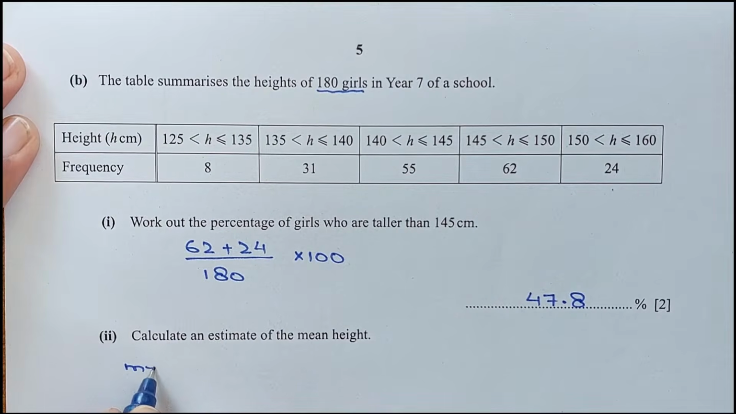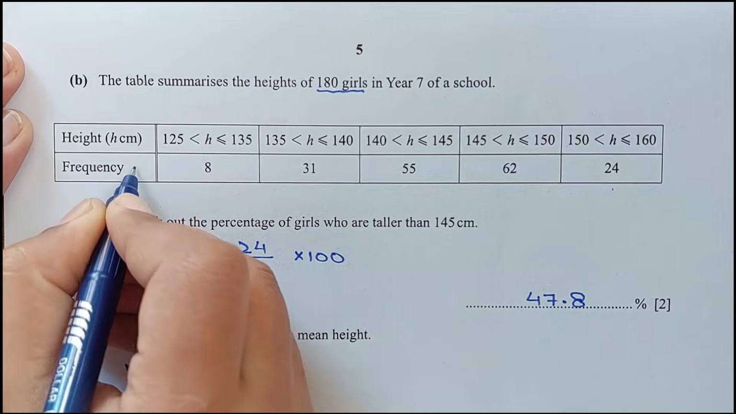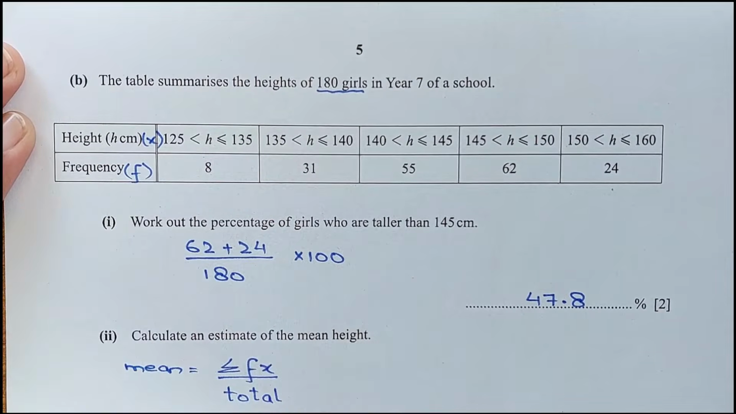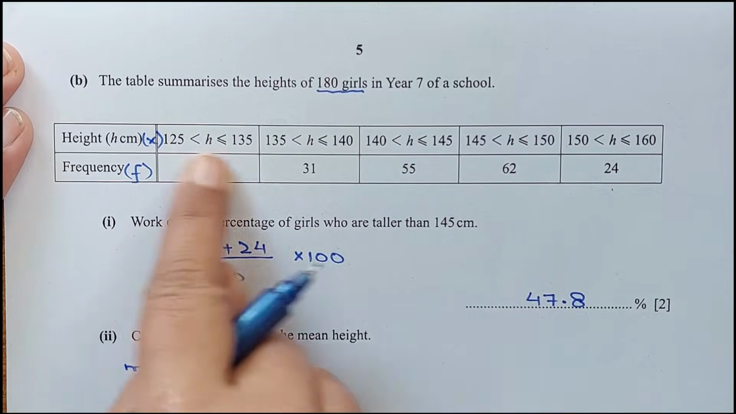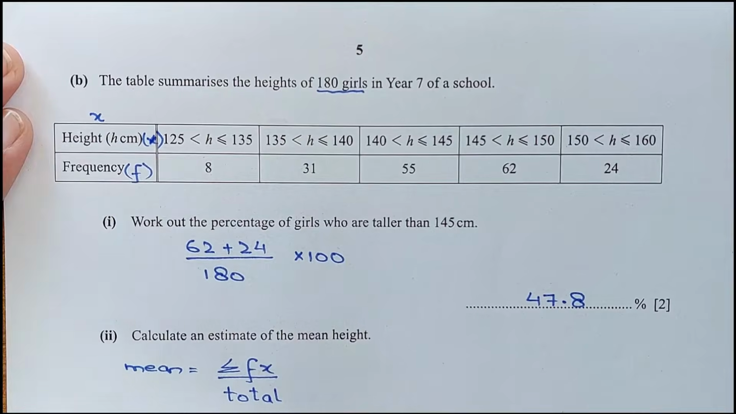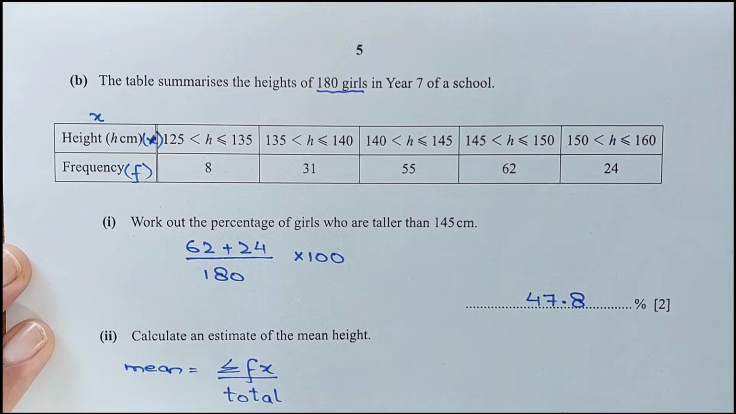So we know that the mean is equal to the sum of fx divided by the total. Right, so we know that this is f and this is x, right? x is the midpoint of the interval. This is not the x. We have to solve for x. That is the midpoint of the interval. So let me find the midpoint of all the intervals.